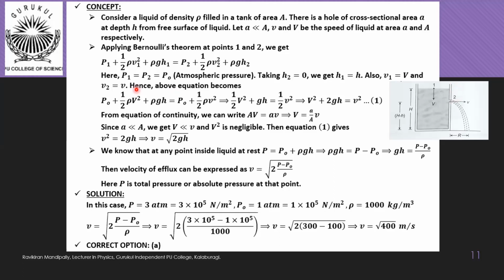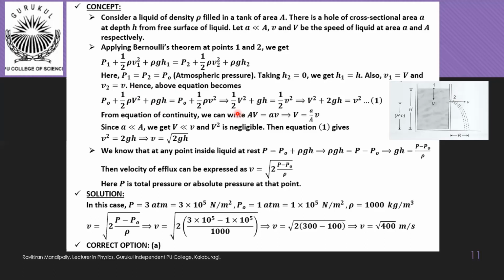Now substituting all these values, we get the expression P0 plus half rho capital V square plus rho g h is equal to P0 plus half rho small v square. P0 on either side can be cancelled. That gives us half capital V square plus g h is equal to half small v square. That implies capital V square plus 2 g h is equal to small v square.